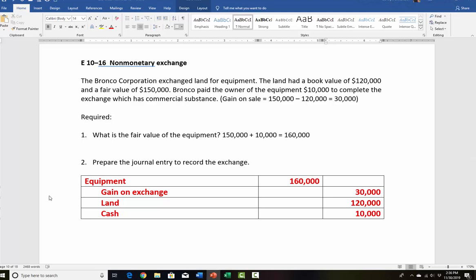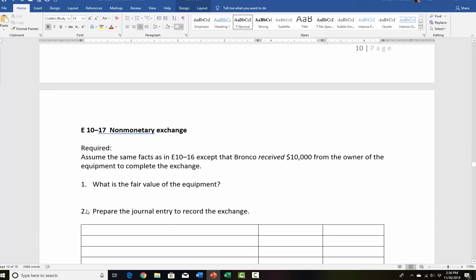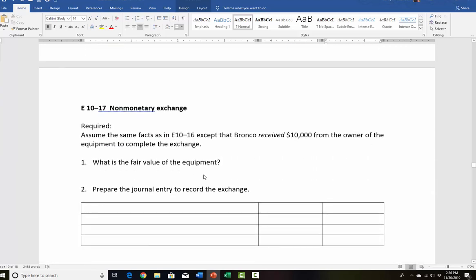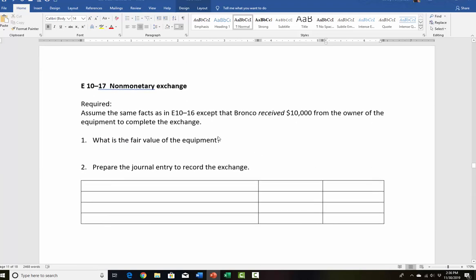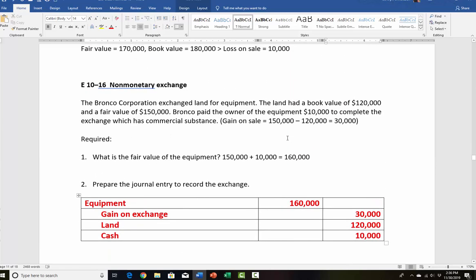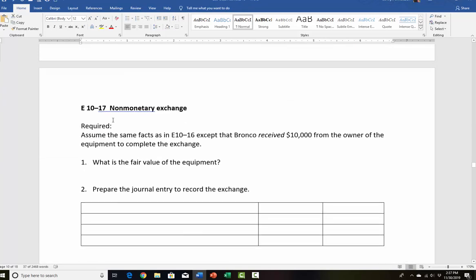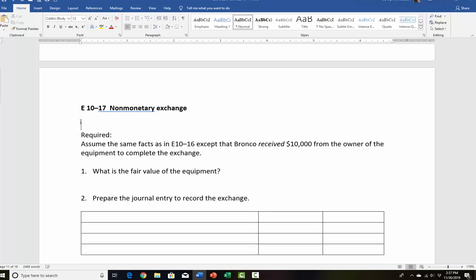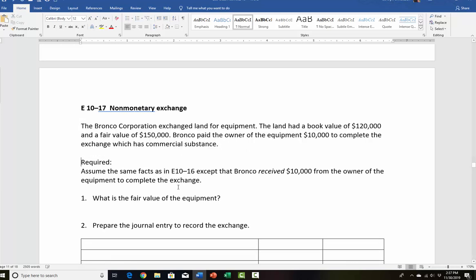All right, next up, one last exchange. So we're going to do the same thing that we just did, only in this case, we're assuming that we received $10,000 from the owner of the equipment to complete the exchange. Okay, so if we received $10,000 from the owner of the equipment, let's go back here to remind ourselves. Let's just take this, copy it, and put it down here so we have it in front of us. Okay, so we're receiving 10,000 from the owner. So what is the fair value of the equipment?